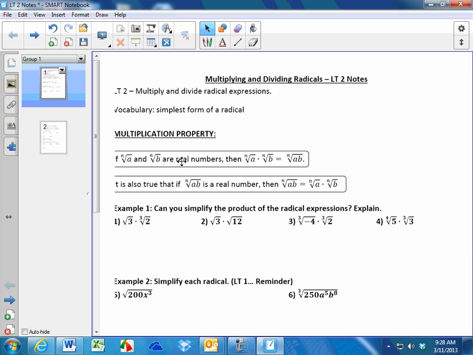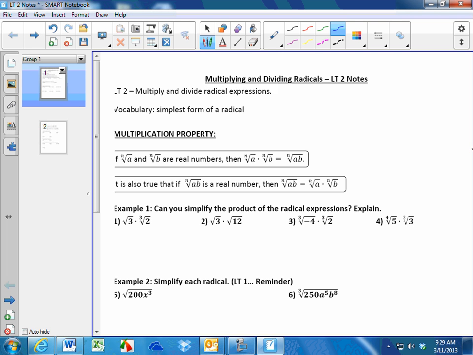All right, and then there's two rules. If the nth root of a and the nth root of b are real numbers, then the nth root of a times the nth root of b equals the nth root of ab. Now that's a bunch of math language, but what is it telling you that you can do? You can multiply, combine them.